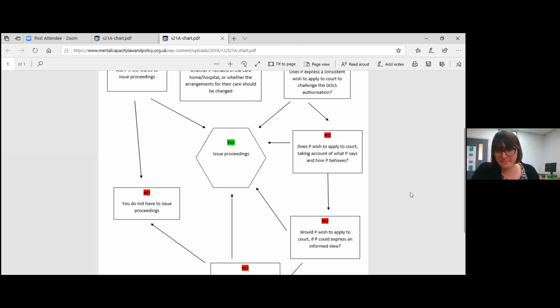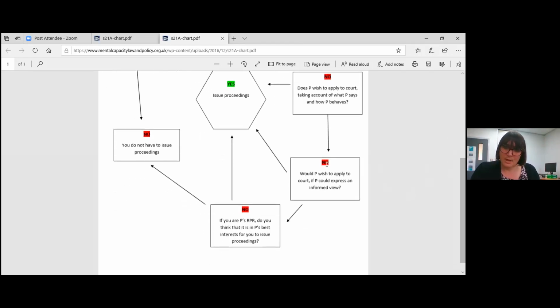Often that is going to be a yes. If it's not a yes, if they could express an informed view, would they wish to? So that can be looking at if you think one of those qualifying requirements no longer applies. All of this, you follow it through. If you think it's in their best interests for you to issue proceedings, it's still a yes. If not, if you can still come to a no here, you don't have to issue court proceedings. But the rest of the time, it's a yes.